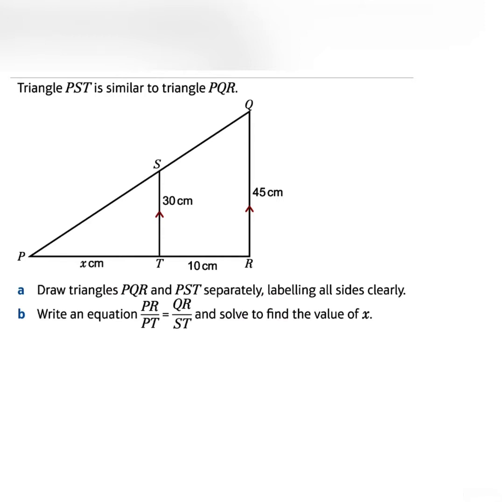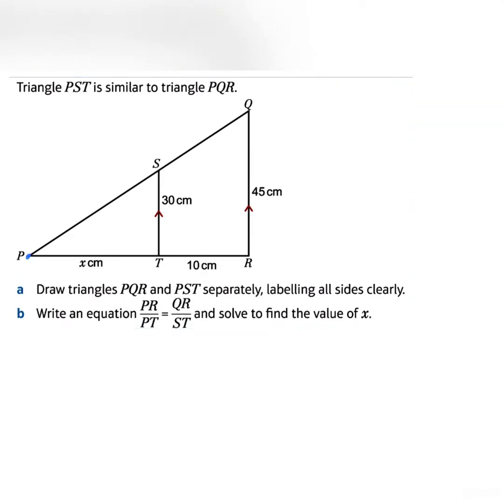Okay, so the question says triangle PST is, so this is the triangle over here, PST is similar to triangle PQR, so the outside triangle there. And it says draw triangle PQR and PST separately, labeling all the sides. Basically, they're trying to help you to answer this question. And then it says write an equation PR over PT, QR over ST to find the value of x. Okay, so basically we are looking for this length over here.